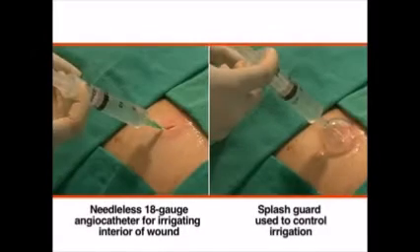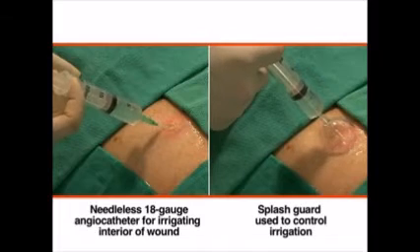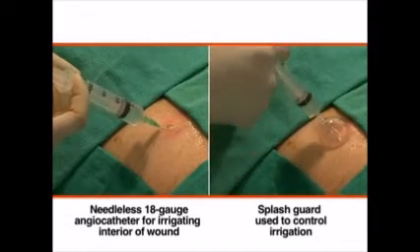Gentle irrigation of the wound should be performed using sterile normal saline. Appropriate wound incision size will enhance irrigation and prevent excess buildup of pressure within the abscess cavity. The irrigation should continue until the effluent is clear.